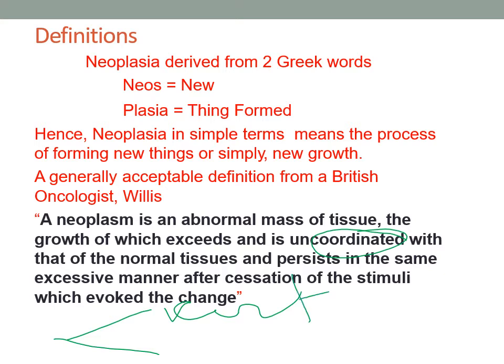Number two, it continues despite cessation of the stimuli, despite the absence of the stimulus which evoked its division. For example, if the thyroid is replicating due to thyroid stimulating hormone, and this replication is not controlled, and the thyroid stimulating hormone is being stopped from being produced, but the thyroid cells continue to replicate, that is abnormal replication. So that's why we say this is neoplasia.